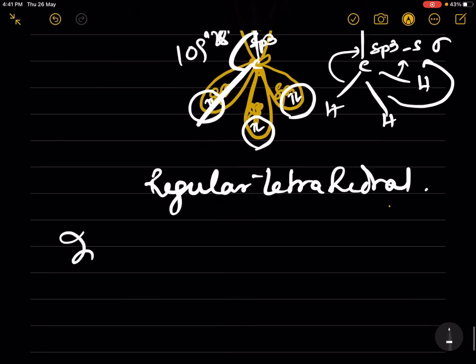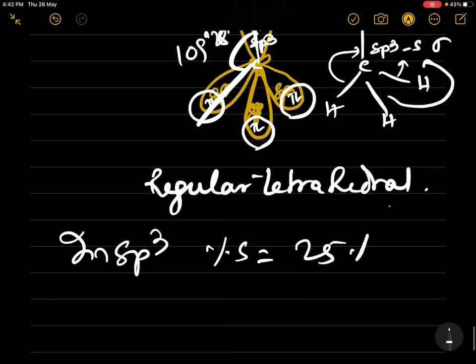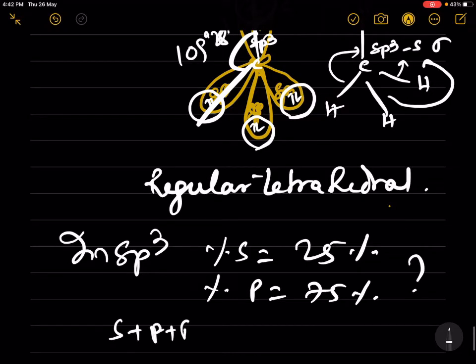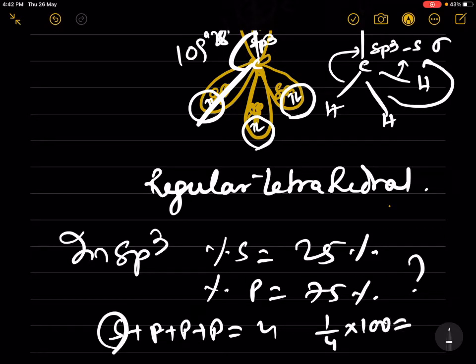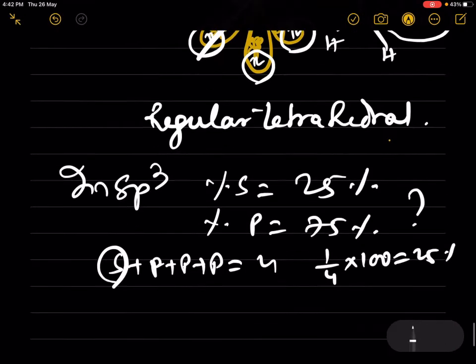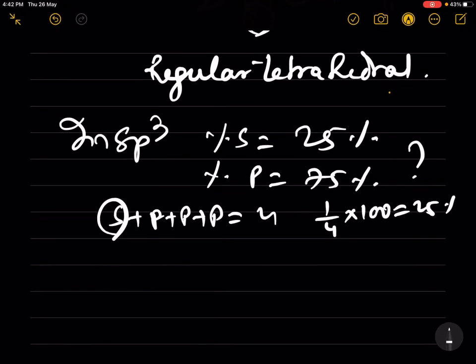In sp3, percentage of s is 25%, percentage of p is 75%. s plus p plus p plus p is 4. So out of 4, 1 s is there, so 1 by 4 into 100 is equal to 25%. So the percentage s character you got in sp3. Let us do another example.